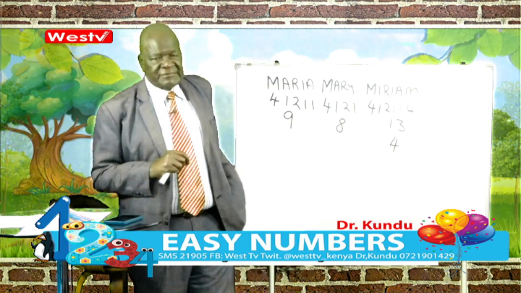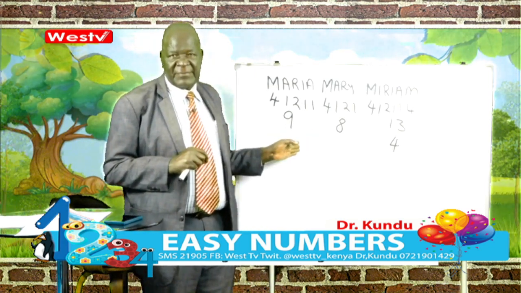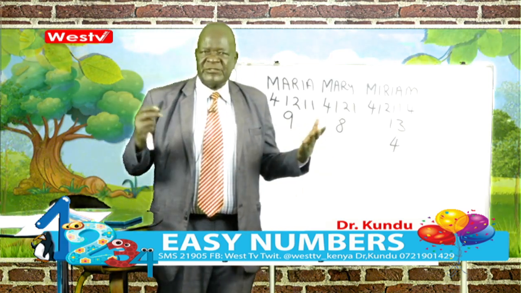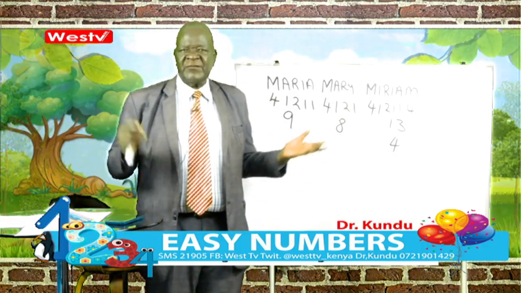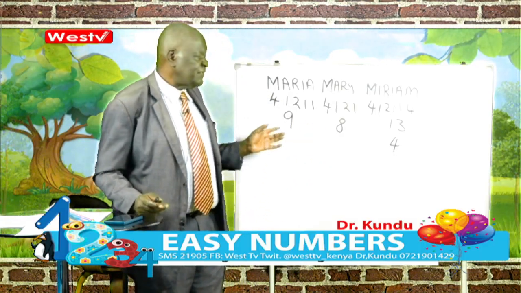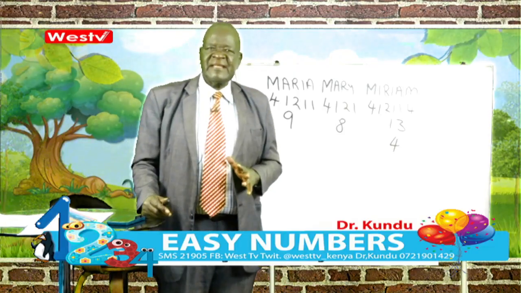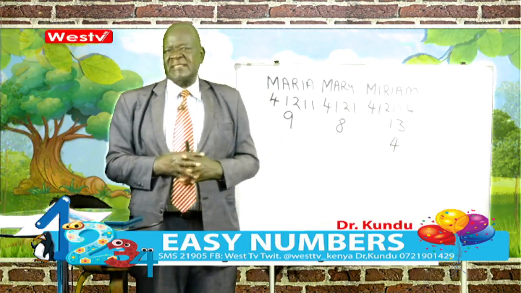So that's the way you calculate a name. And it can be any name. Call it Joseph, call it Peter, call it Henry, call it anybody. You just substitute the letters of the alphabet that I've given to you.